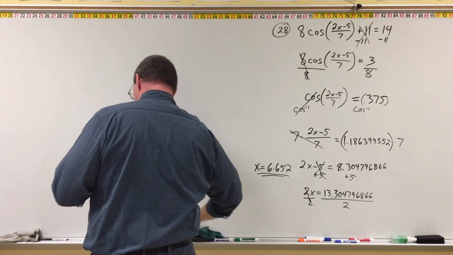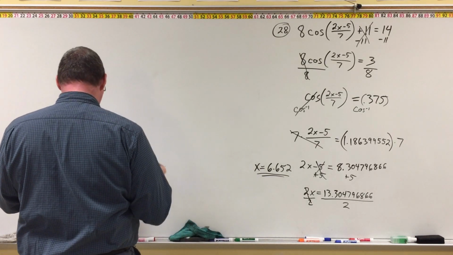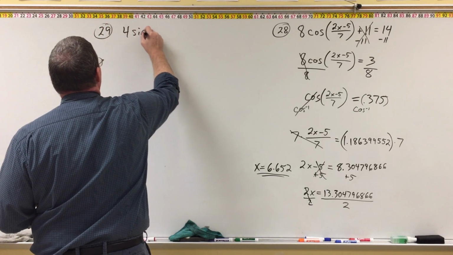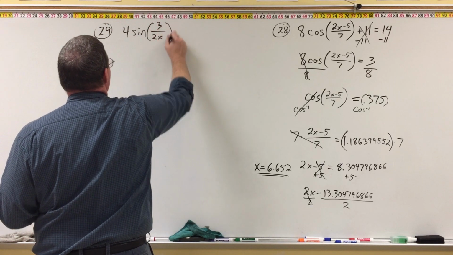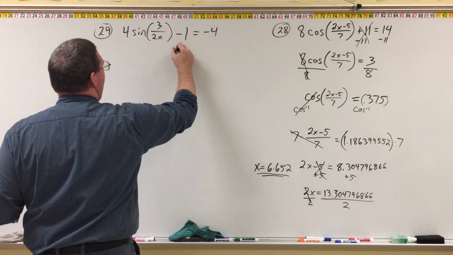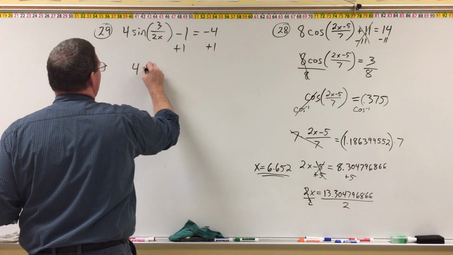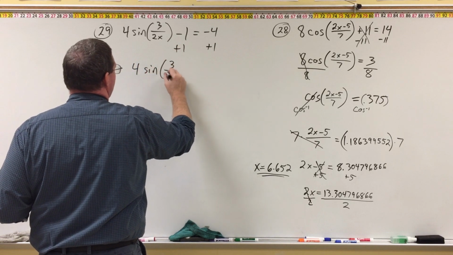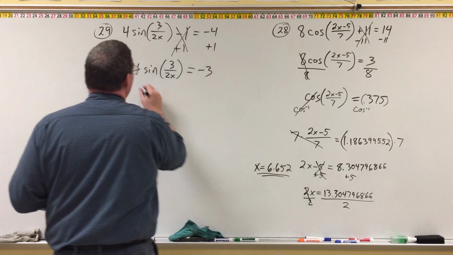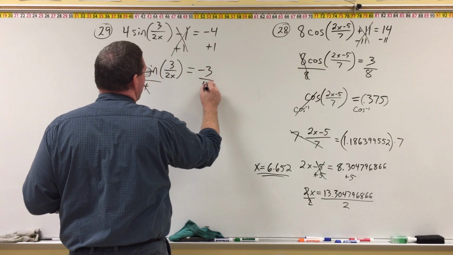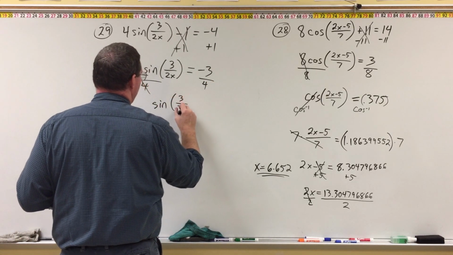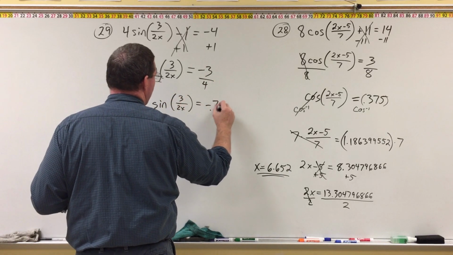Question 29 says, 4 sine of 3 over 2x minus 1 equals negative 4. So we're going to add 1 to both sides, and so we're going to have 4 sine of 3 over 2x, this cancels, is equal to negative 4 plus 1 is negative 3. Now we're going to divide by 4 on both sides, that's negative 0.75, right? So sine of 3 over 2x is equal to negative 0.75.